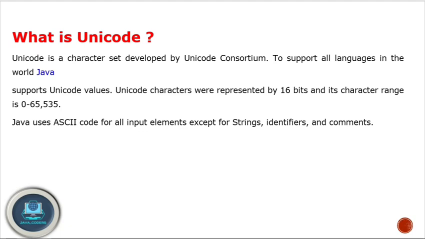What is Unicode? Unicode is a character set developed by the Unicode Consortium to support all languages in the world. Java supports Unicode values. Unicode characters are represented by 16 bits and the character range is 0 to 65,535. Java uses Unicode for all input elements except for string identifiers and comments.